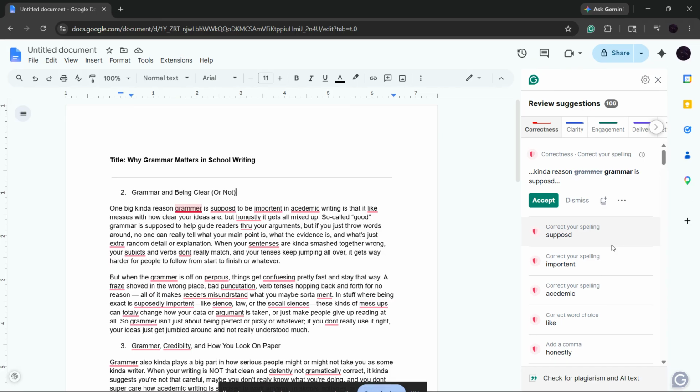Here is a quick tip. Do not automatically accept every Grammarly suggestion. Sometimes Grammarly is right, but sometimes your original wording is better depending on your tone, style, or meaning. Always read the suggestion before applying it. And that is the basic Grammarly error meaning, explained in a clear and simple way.